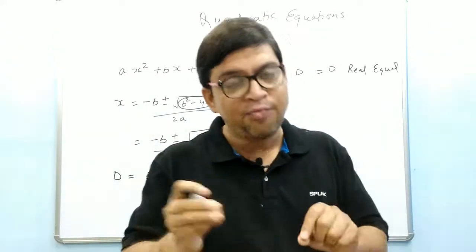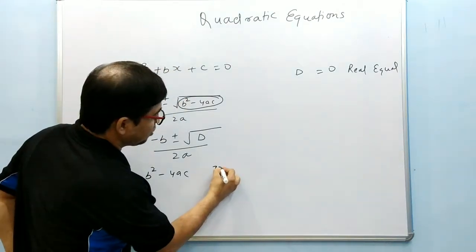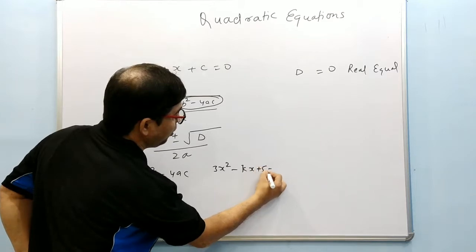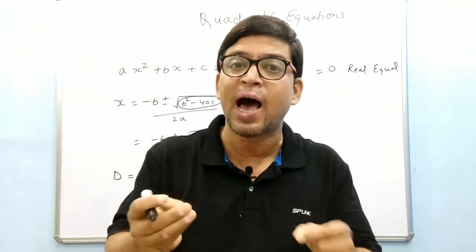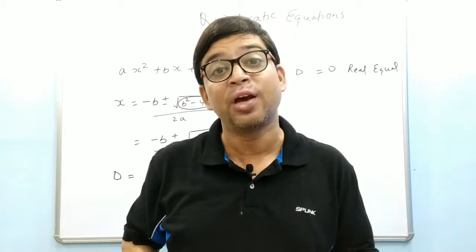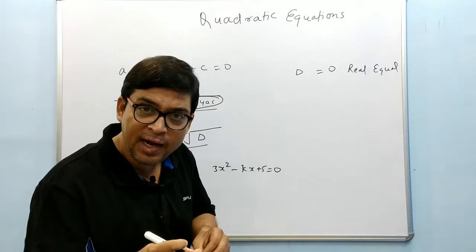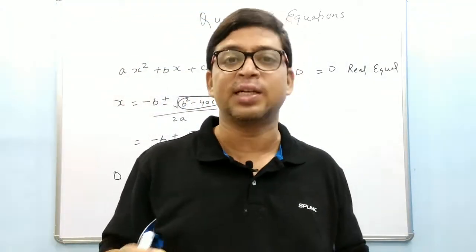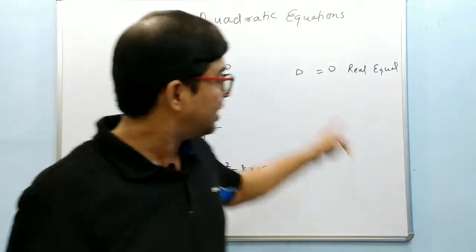Sometimes some variable is given. Suppose they write the equation like that: 3x square minus kx plus 5 is equal to 0. They just say, for what value of k will the equation have equal and real roots? What we will do is find its discriminant and put it equal to 0. We will get an equation in terms of k and we'll get the value of k easily. So that is the application.